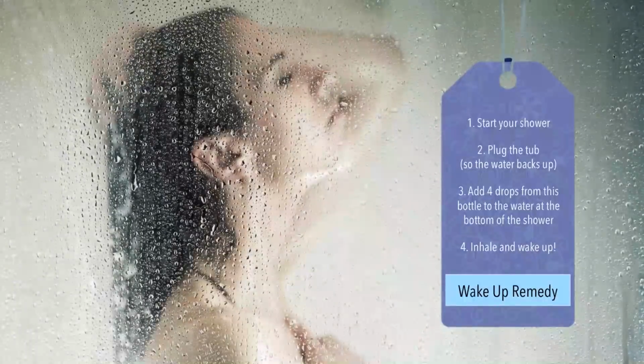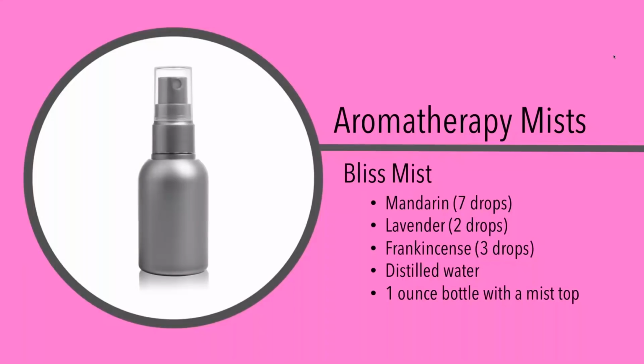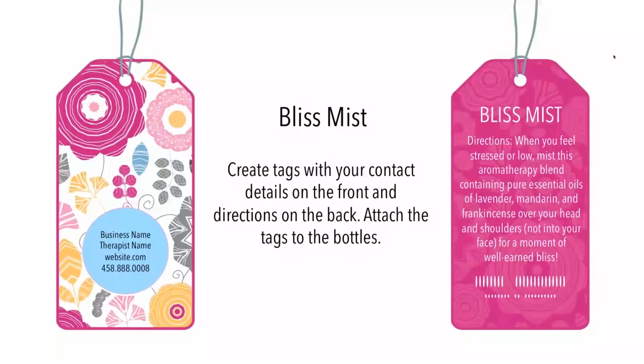That's one method. We can also create bliss mist. So in bliss mist, you'll add 7, that's really hard to say. I really should have named it something different. You'll add 7 drops of mandarin, 2 drops of lavender, and 3 drops of frankincense to a 1-ounce bottle with a fine mist top. You're going to fill the rest of the bottle with cool distilled water, so water that you've passed through a water filter.